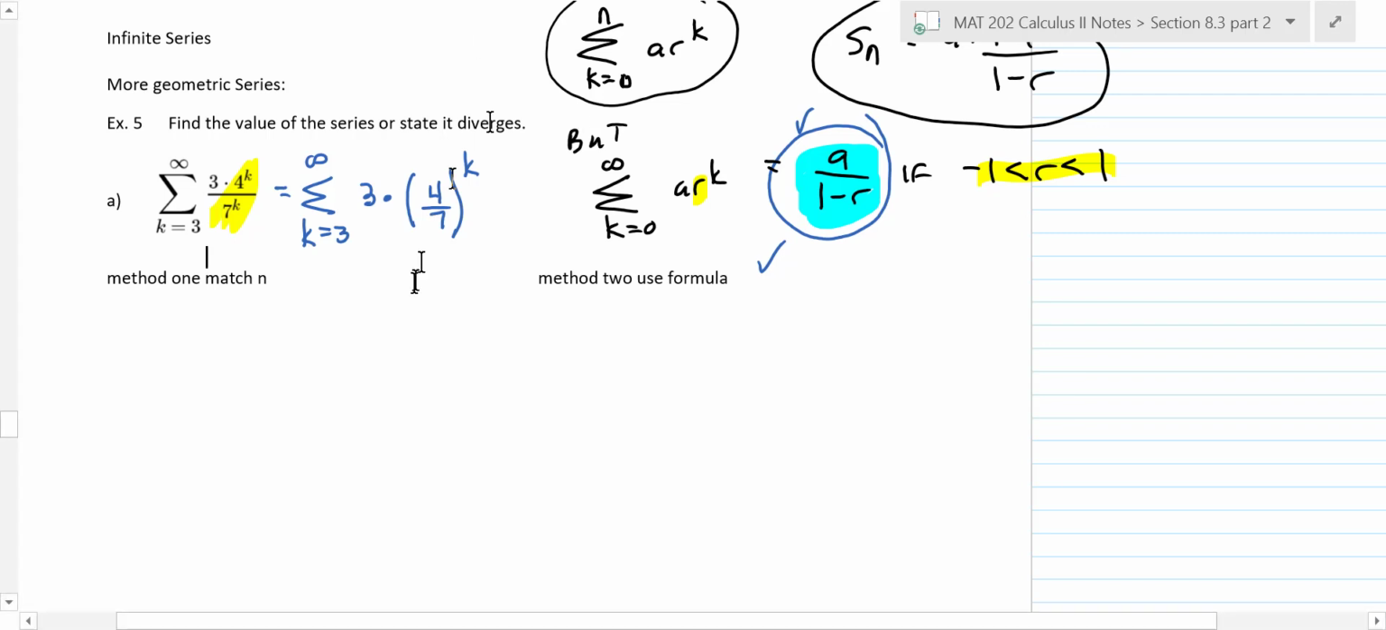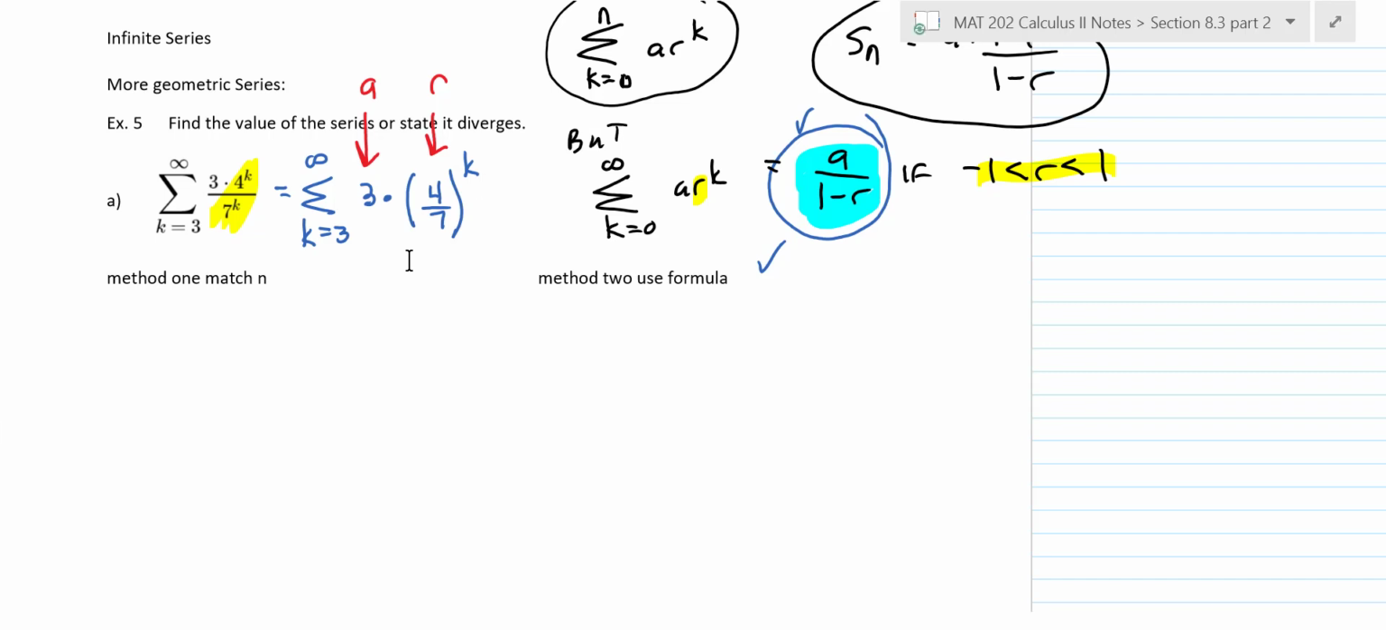Now, is this geometric? Does this look geometric to you? What's the structure of geometric? A times r to the k. So we do have that. We have A being that, and then we have r being that. Now, can you tell me if that converges or not? It all depends on r. r is 4/7. Does that converge or diverge? It converges. How come? Because it's between -1 and 1.